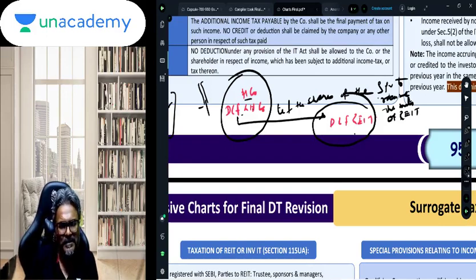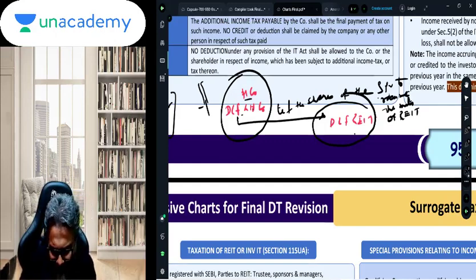So the first particular point, students, is that the interest income or the dividend income received from the SPV is not at all taxable in the hands of DLF REIT. Whatever taxability occurs will happen only in the hands of the unit holder.